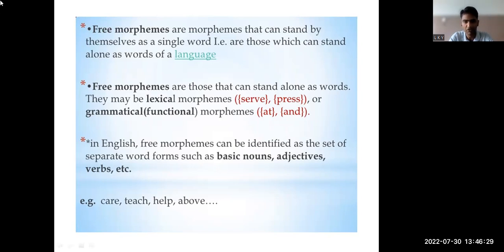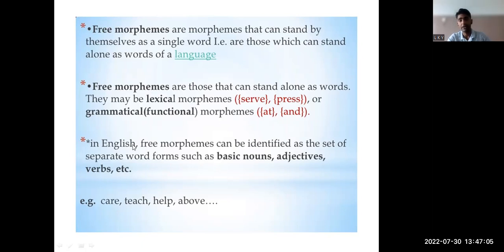They may be lexical morphemes. Lexical, related to word. Morphemes, the minimal unit of word, like serve, press. Serve and press have their proper meaning and there is no need to add anything to them. They can express their meaning alone. Some grammatical function morphemes like at and, although at is a very short, very small word, and is also, but they have their proper meaning and there's nothing to be added to these words.